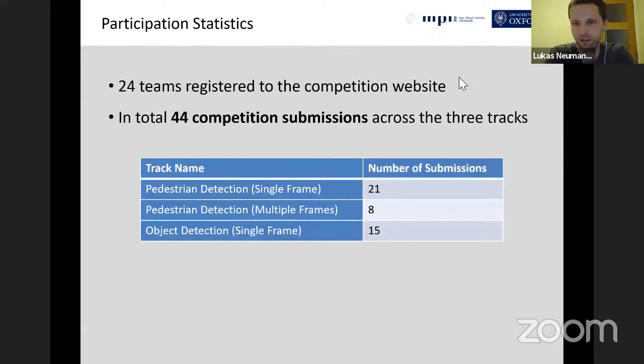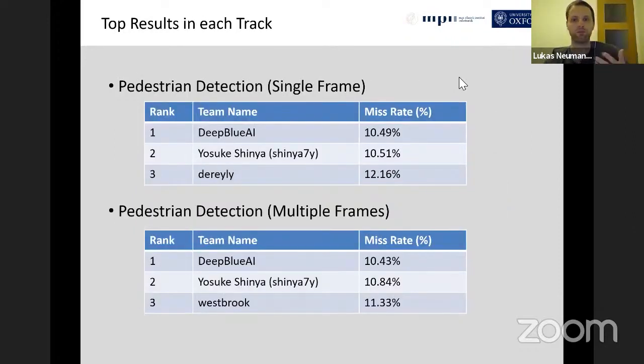And let me show you the results. So ultimately we had 24 teams registered. I'm very grateful to everyone who took part in our competition, and I appreciate it takes a lot of time to train the models, validate the models, everything. So every single submission is very welcome. And in the end, we got 44 competition submissions across the three tracks. You can see the single frame pedestrian detection was the chief track where we had the most submissions, but we also had some submissions in the general object detection from a single frame and a couple of methods in the multi-frame detection. These results are already visible on the leaderboard, so there should be no surprise.